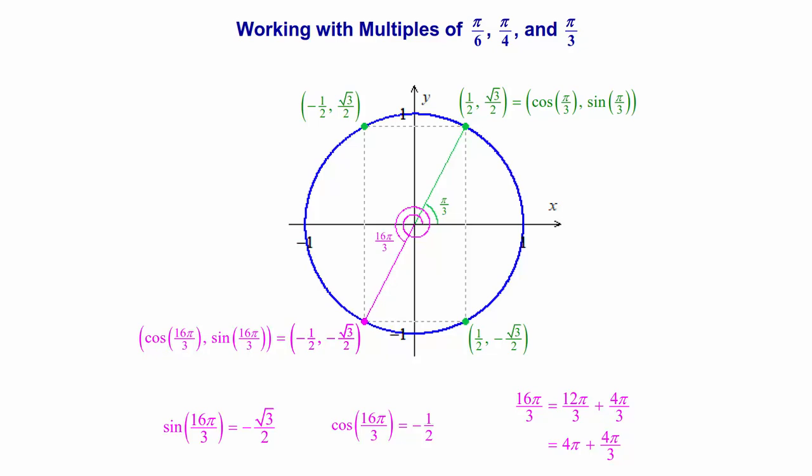The numerical values of the sine and cosine values will come from the quadrant 1 information, will come from pi over 3, and then we just need to make those values negative if we're in a different quadrant.